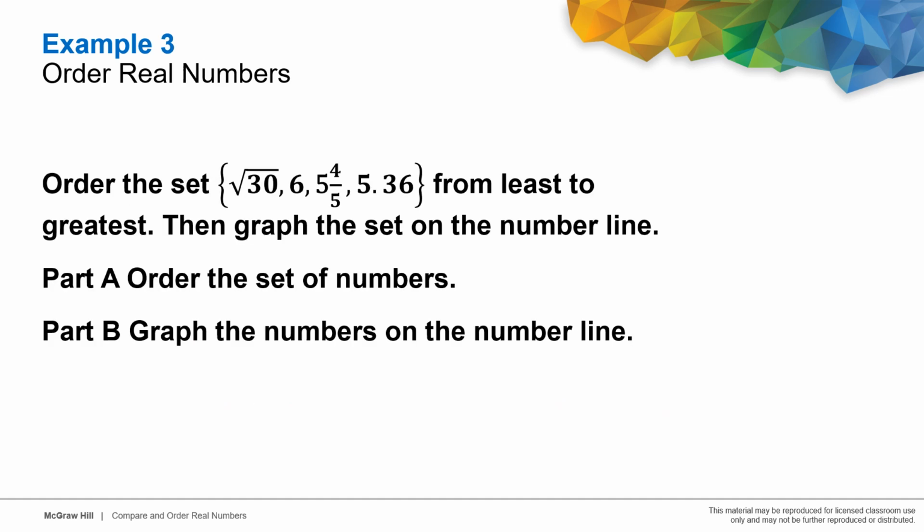All right, so here we are going to order numbers from least to greatest. This is no longer just comparing two numbers. Now we are going to compare a bunch of numbers. So step one remains the same, convert to decimals, all right? So take the square root of 30. Let's see what that is. And that should equal 5.48.